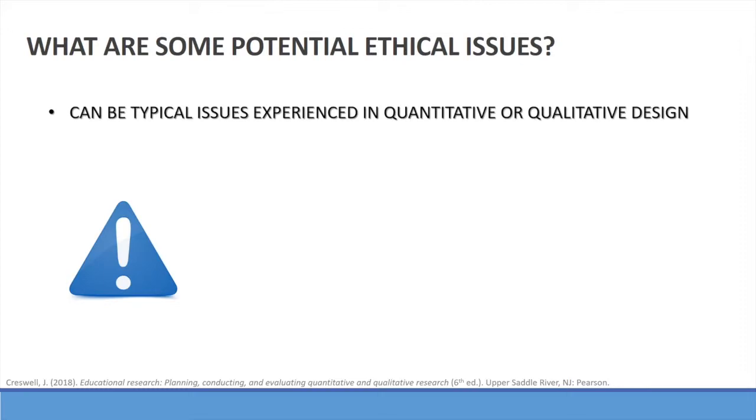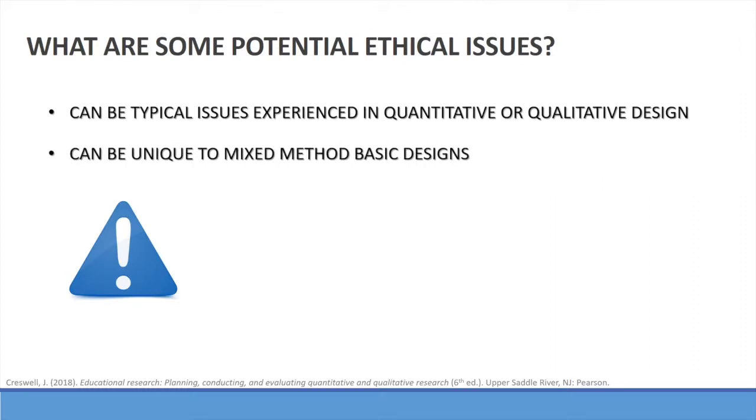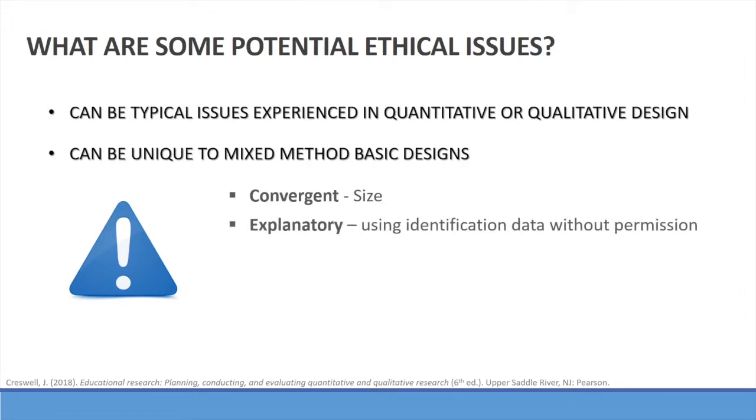There are also ethical issues that can arise that are specific to mixed method basic designs. In a convergent design, the quantitative or qualitative sample sizes may be different. Care needs to be taken to not minimize the importance of a sample because of size. In explanatory design, due to follow-up quantitative data with interviews, the researcher needs to ensure he or she is protecting the participants' original desires of anonymity and sharing of survey data.